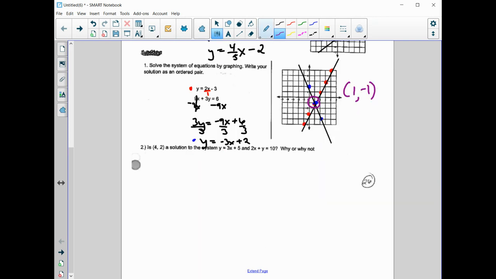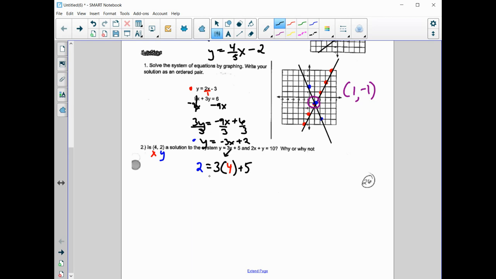And then lastly, I have to decide if the point 4, 2 is a solution to this system. So 4 is the x value, 2 is the y, because every point goes x comma y. For this first equation, I'm going to plug in 2 for y and 4 for x. So I'm going to do 2 equals 3 times 4, and then plus 5. So that's this first equation.